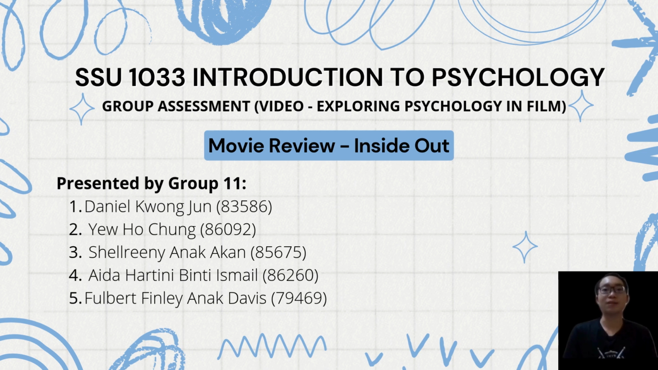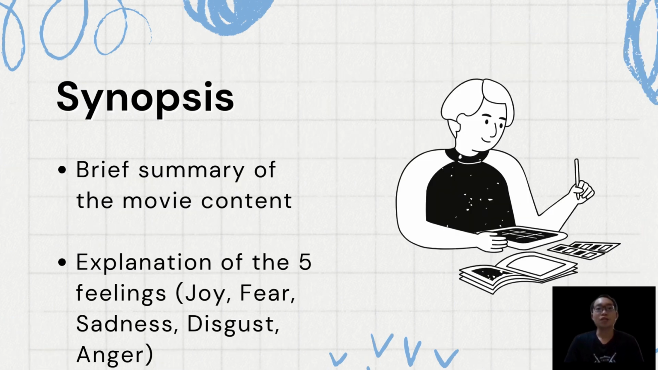We are from Group 11 and are going to present a movie review based on the movie Inside Out. Our group chose the movie Inside Out, which was released back in 2015. In the movie, the main character is named Riley Anderson. She grew up with a family in Minnesota.